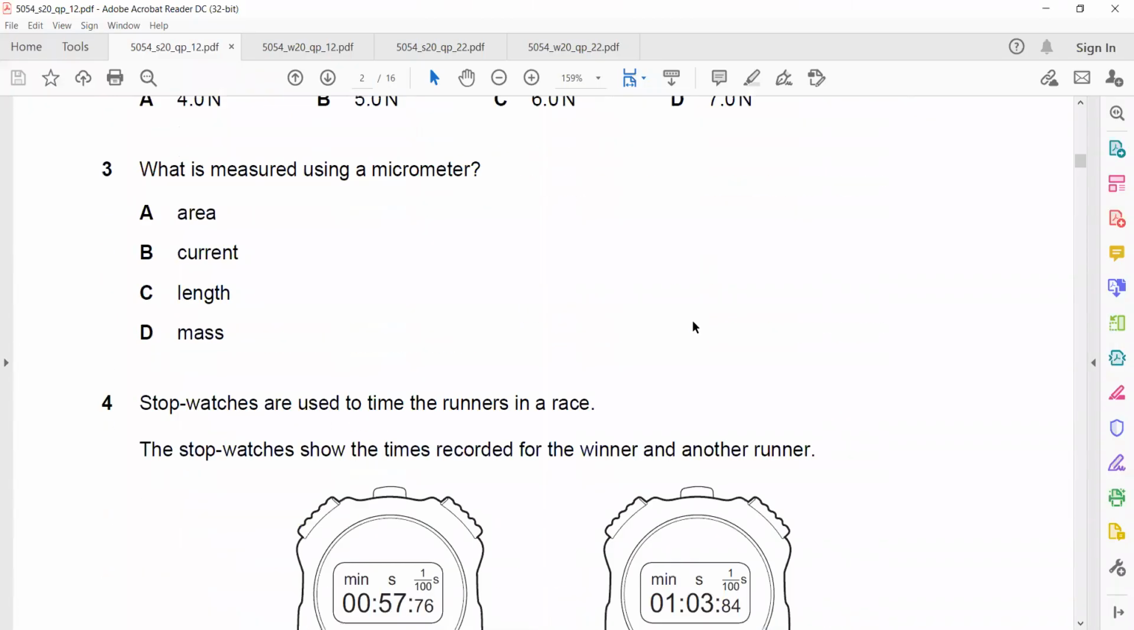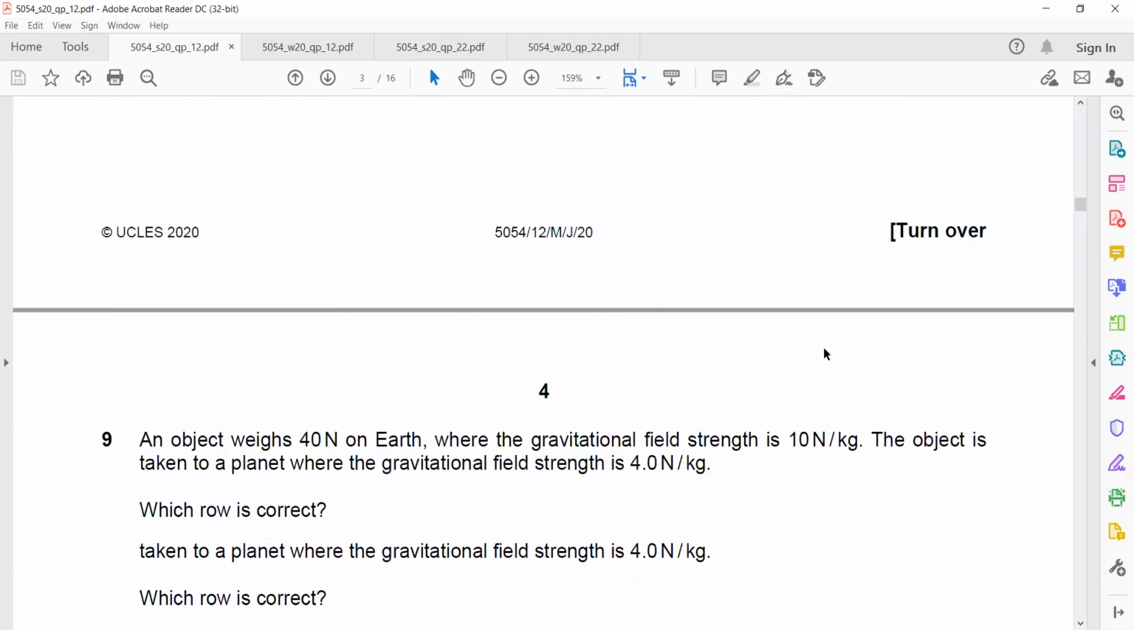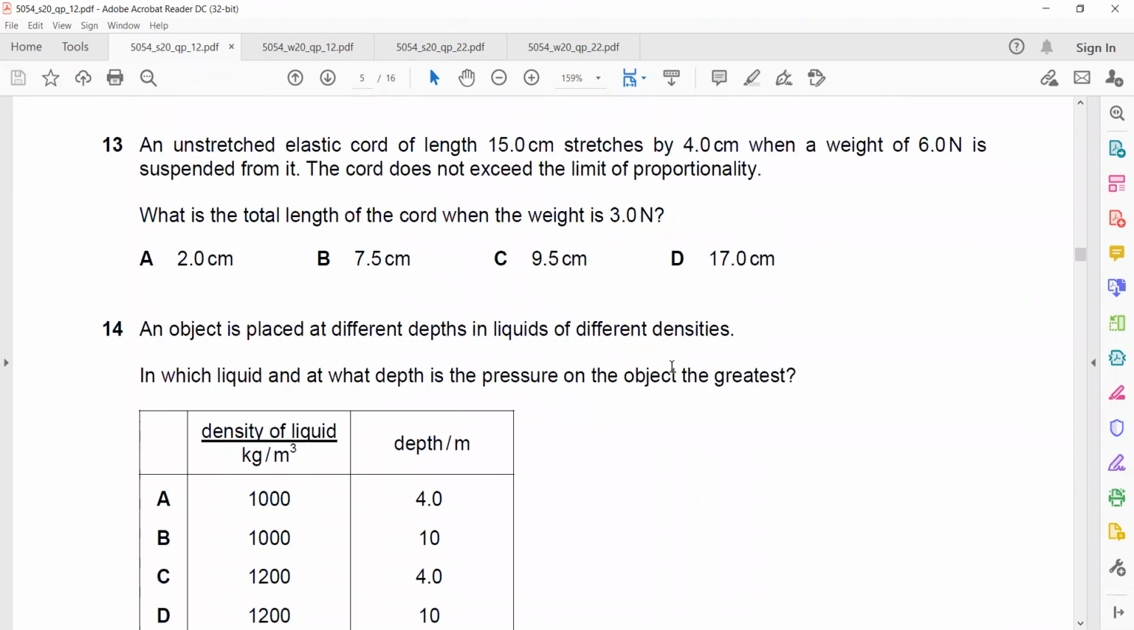The first one, question 13. An unstretched elastic cord has an original length of 15 centimeters. So that's our original length, which is equal to 15 centimeters. It is stretched by 4 centimeters when a 6 Newton load is attached. So when we add a load of 6 Newton, it increases by 4 centimeters.